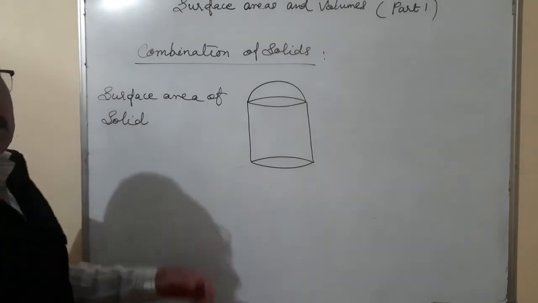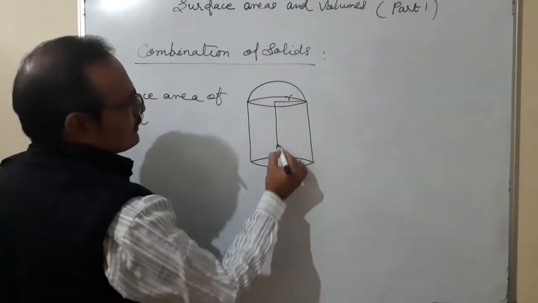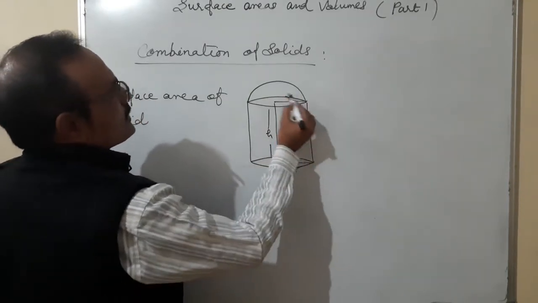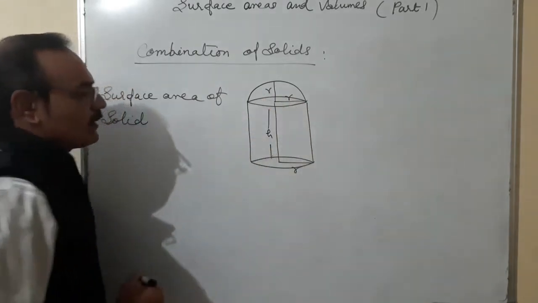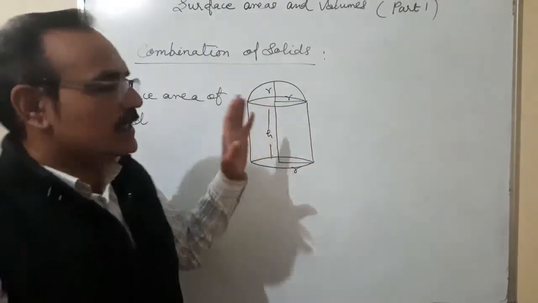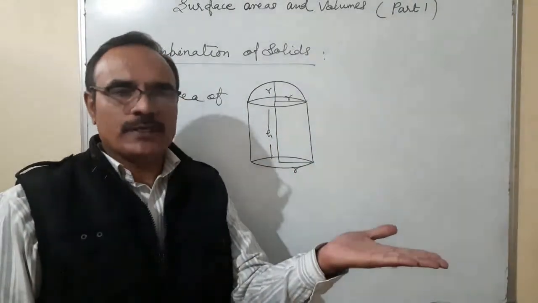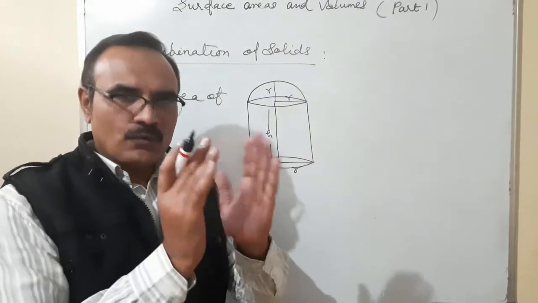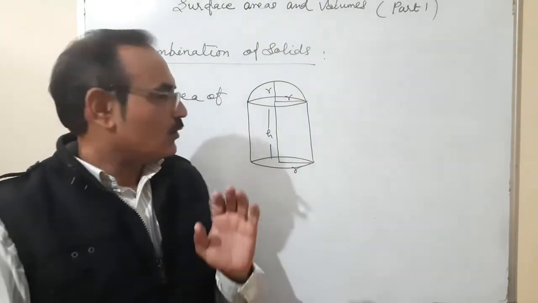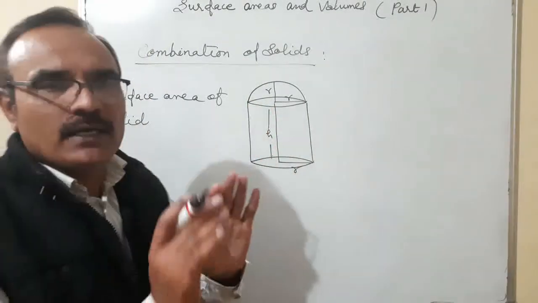For finding the surface area of the solid, suppose the radius is R, and this is H. Since this is R, therefore this is also R. Surface area of the solid means the area which is visible. Suppose in my hand there is a solid, and the portion which you can see, we are going to find the area of all those parts which are seen.